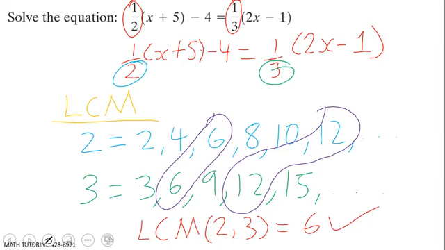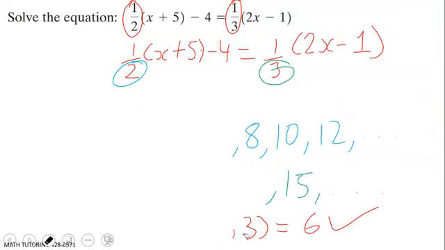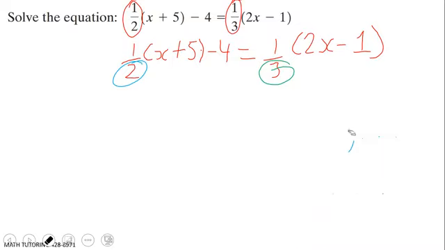Awesome. So let me erase that. Okay, so we know that the LCM of 2 and 3 is 6. So Isaac, why did we go about trying to find the LCM? Because that is the number that we're going to multiply both sides by. All right? Okay, so let's erase that and erase that.